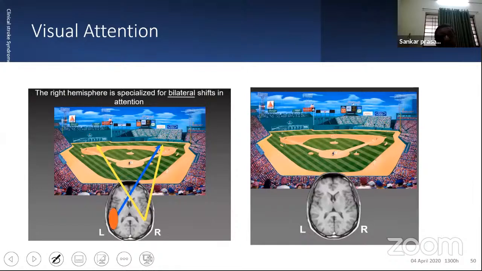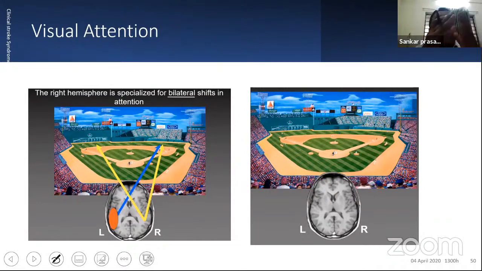Now let us look at visual attention. We are looking in front. We've got a right visual field and a left visual field. We have to shift our attention from one visual field to another visual field, and within the same visual field also, from one point to another point. This is called attention shift.